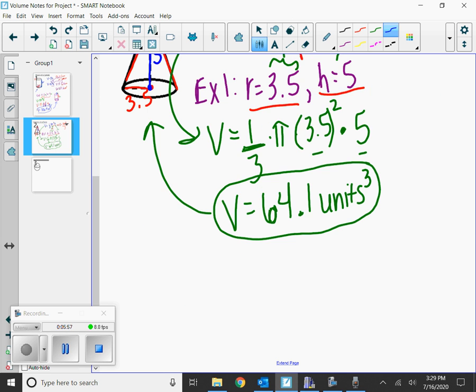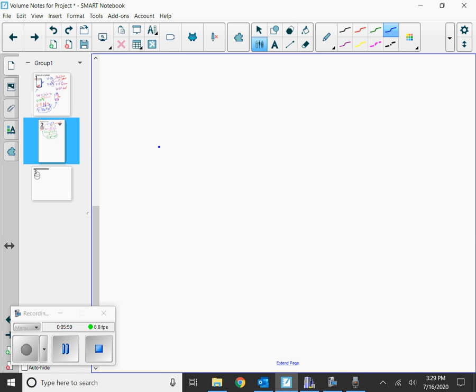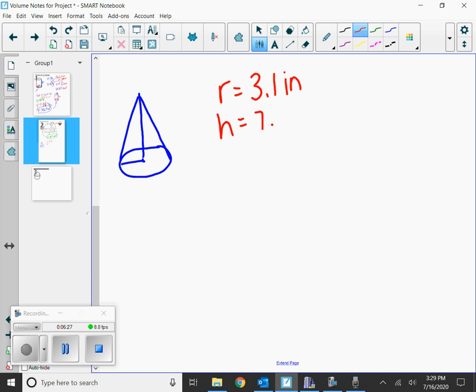Okay, let's try another example. So I'm going to give a little sketch. Here's my circular base up to a vertex. I'm going to draw my little lines out to the side, and that's just a little sketch of what a cone could look like here. All right, so let's say in our second example that our radius is going to be 3.1, let's call it inches. Our height, we're going to say is 7.2 inches.